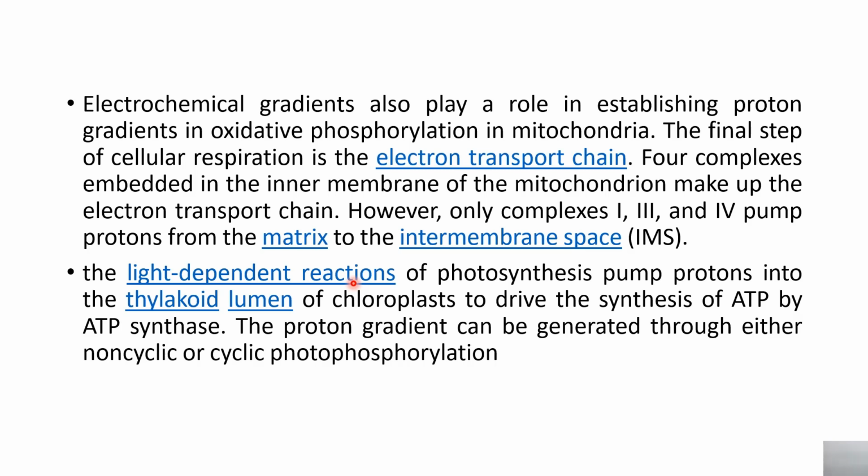Now we know that electrochemical gradients also play a huge role in establishing proton gradients in oxidative phosphorylation in mitochondria. The final step of cellular respiration is the electron transport chain. Four complexes embedded in the inner membrane of the mitochondrion make up the electron transport chain. However, only complexes 1, 3 and 4 pump protons from the matrix to the intermembrane space. Light-dependent reactions of photosynthesis pump protons into the thylakoid lumen of the chloroplast to drive the synthesis of ATP by ATP synthase. The proton gradient can be generated through either non-cyclic or cyclic photophosphorylation.